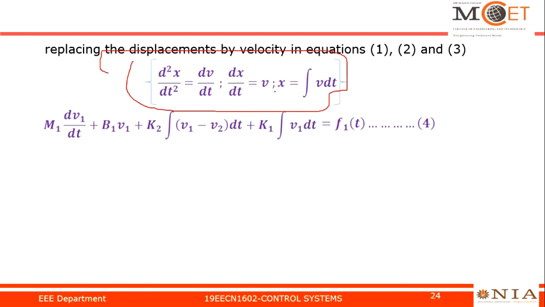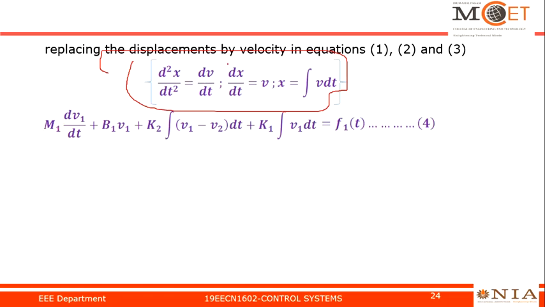So why we are replacing the displacements into velocity means when you analogize with the electrical, it is required. So my equation, I'm rewriting the equations instead of d square x by dt square.